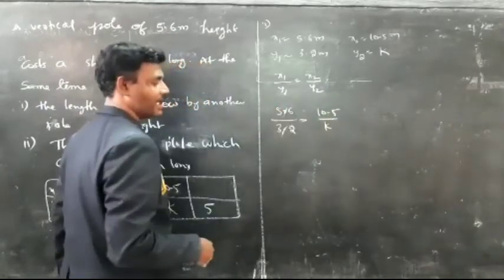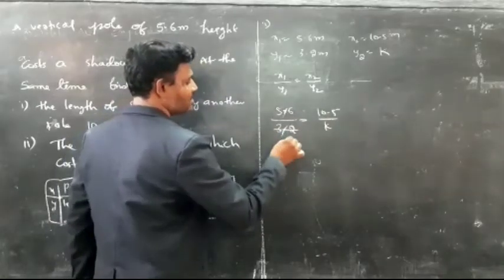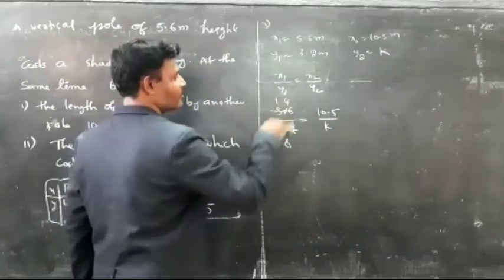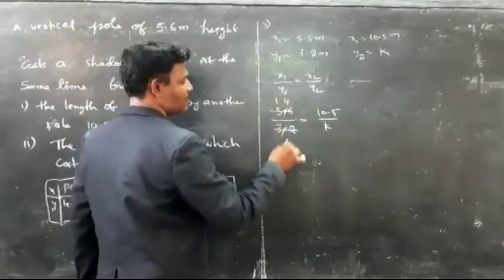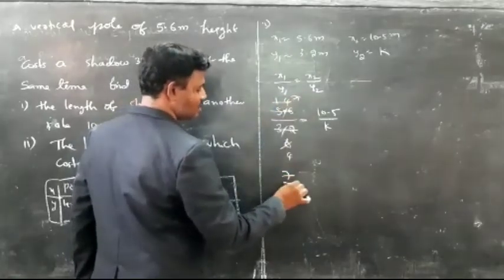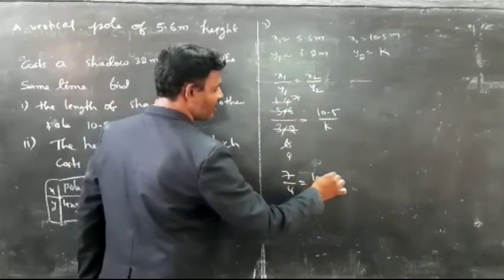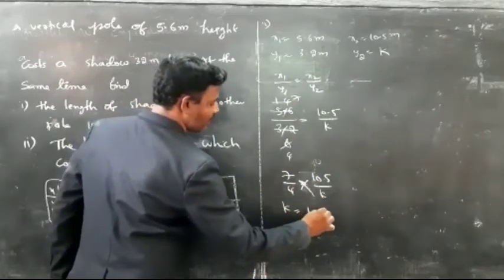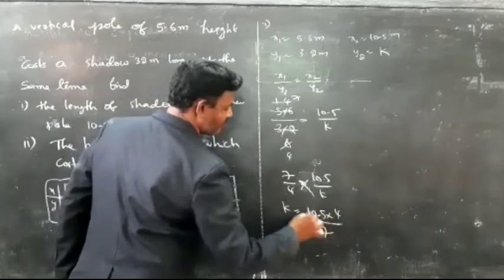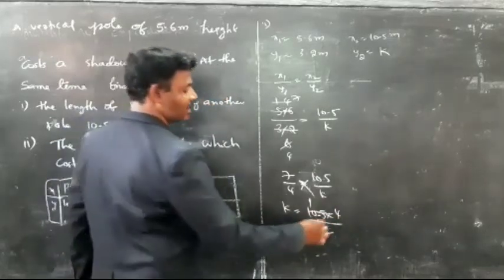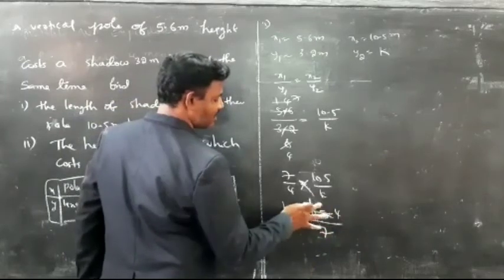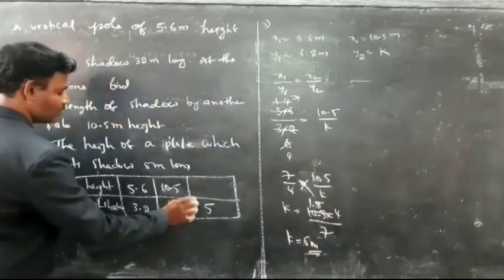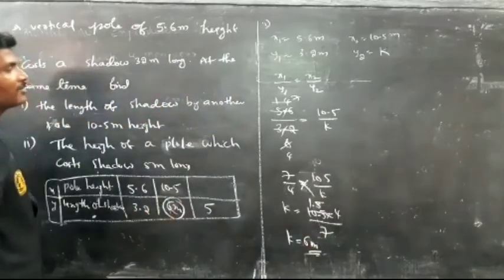Here decimal cancel. 4 8s are 32, 4 1s are 4, 16, 4 4s are 16. Then 2 4s are 8, 2 7s are 14. So 7 by 4 is equal to 10.5 by K, to the cross multiplication. Then K is equal to 10.5 into 4 by 7. 7 ones are 7, remains 3, 35. 7 5s are 35. Now K is equal to how much? 6 meters. So the length of the shadow is 6 meters.